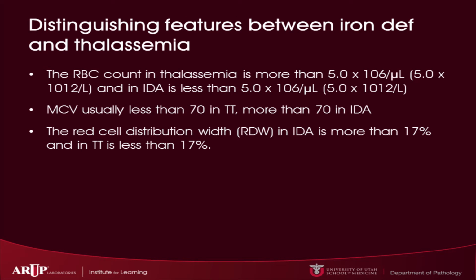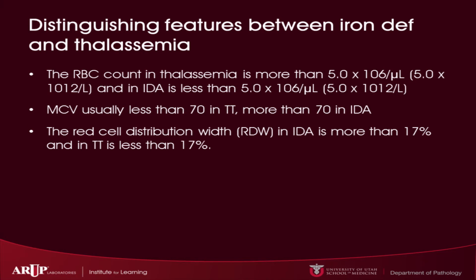In iron deficiency anemia, the red blood cell count is usually less than 5 x 10^6 per microliter. Usually in cases of iron deficiency anemia, because it's a nutritional cause of anemia, the number of red blood cells is either normal or in the lower range of normal. However, the red blood cell count in thalassemias is more than that, or in the higher range of normal, if we look at the reference range in the CBC.